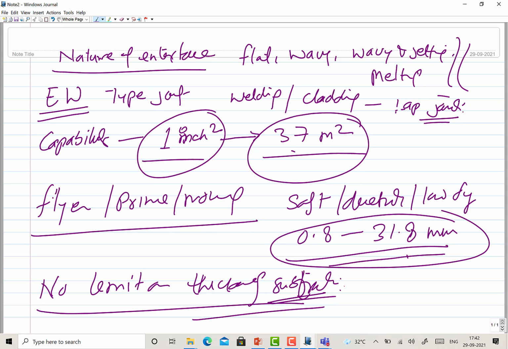Now, what kind of flyer metals can be joined? As I said, it is preferred to be a soft, ductile, low yield strength metal. So these characteristics should be there in the prime component. So any idea what you can consider as ductile or of low yield strength, or a metal which can be used as a prime component, and what to do if the metal does not have those characteristics?